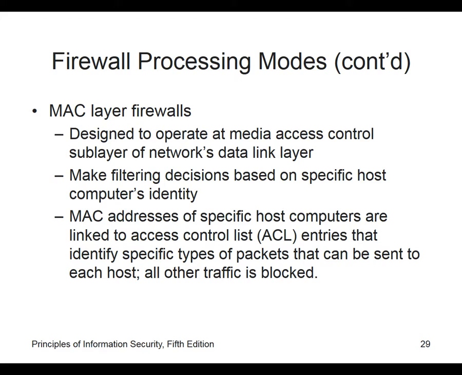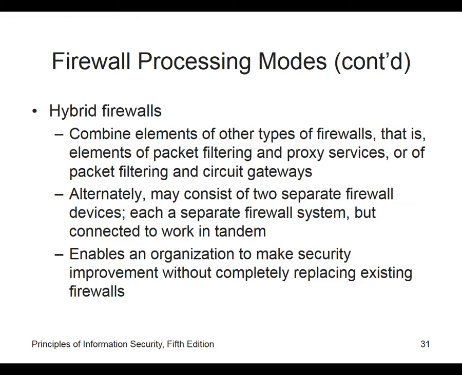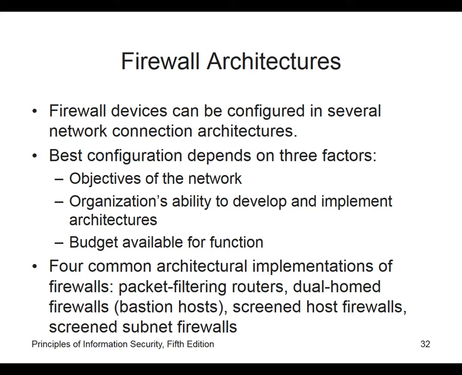Okay. All right, and there's an example of the OSI model and how it all works together. Hybrids could have parts of everything. Maybe it does content filtering, and it does packet filtering, and it does port forwarding. It can do all kinds of stuff. You could have two separate firewalls. You could just have all kinds of different stuff. And let's see, the best configuration depends on three factors: what you want to do with it, how to implement it, and how much money you've got.